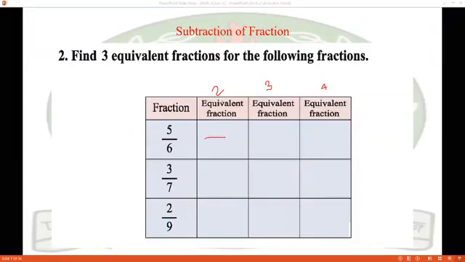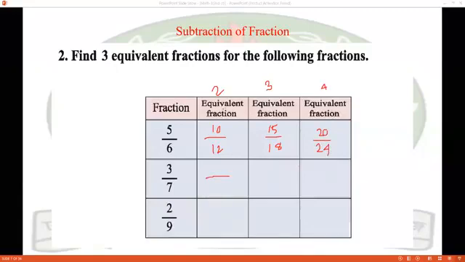So here we write: multiplying 5 with 2, we get 10, and multiplying 2 with 6, we get 12. Multiplying 3 with 5, we get 15. Multiplying 3 with 6, we get 18. Multiplying 4 with 5, we get 20. Multiplying 6 with 4, we get 24.